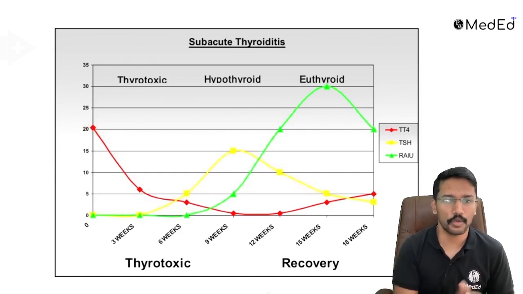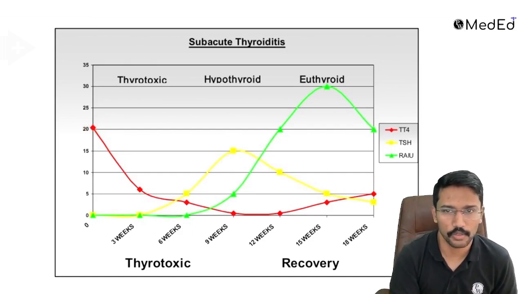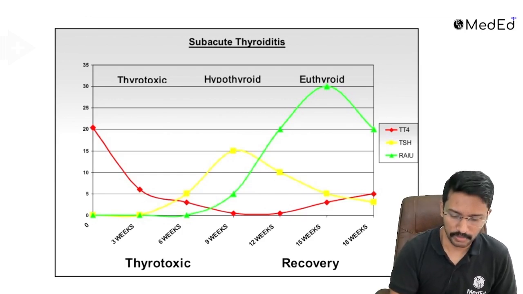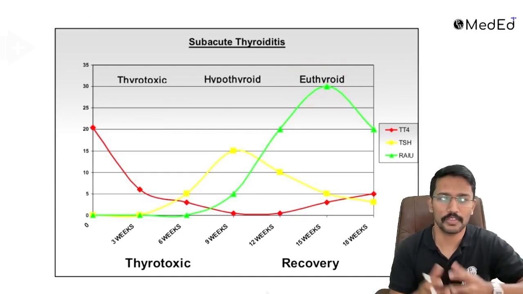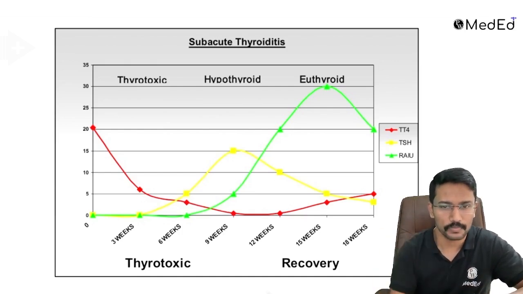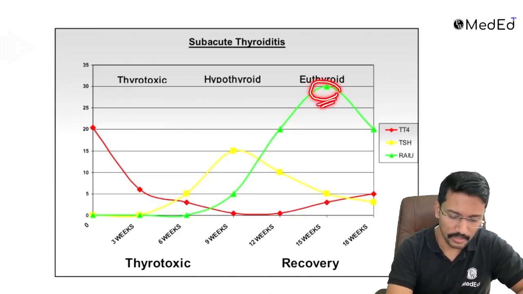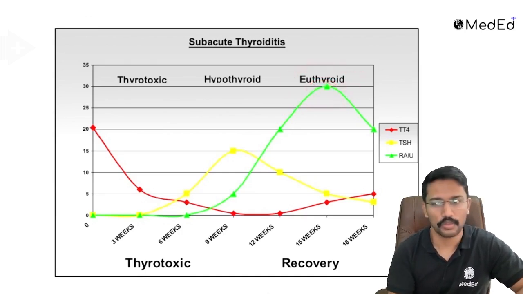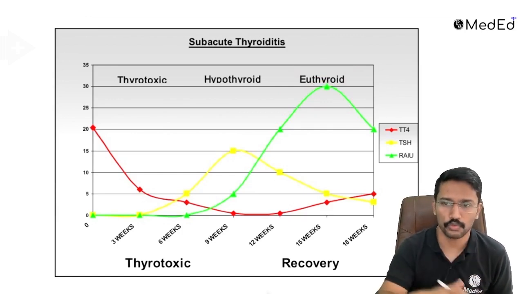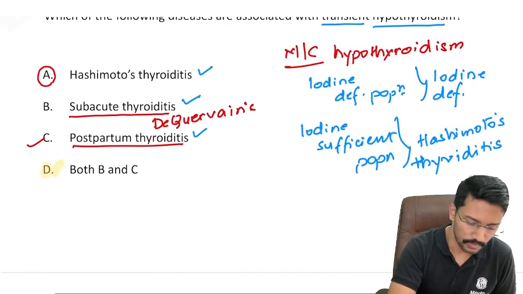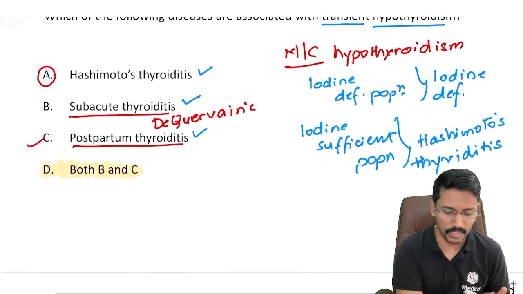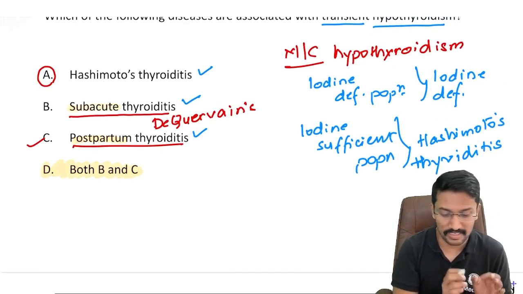And if you trace the radioiodine uptake, it will shoot up once the patient enters the euthyroid phase, because that is a phase where the cells have regenerated. They are actively taking up the radioiodine to produce more hormone. So you will have increased radioiodine uptake activity during the euthyroid phase. This is a typical story of subacute thyroiditis, and even postpartum thyroiditis is not much different. You go through phases. In both cases, the hypothyroidism will be transient, making option D the correct answer. Both B, subacute, as well as postpartum thyroiditis, have transient hypothyroidism.